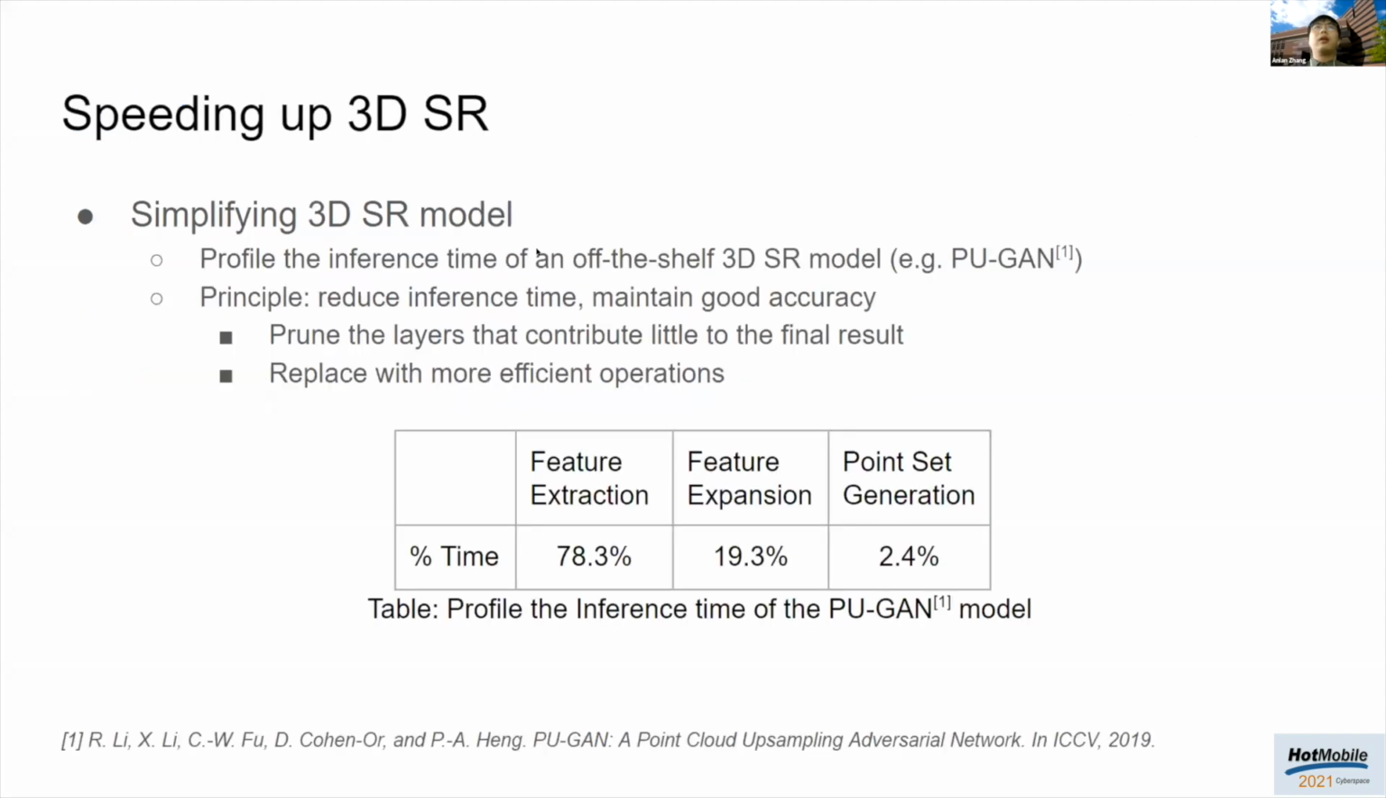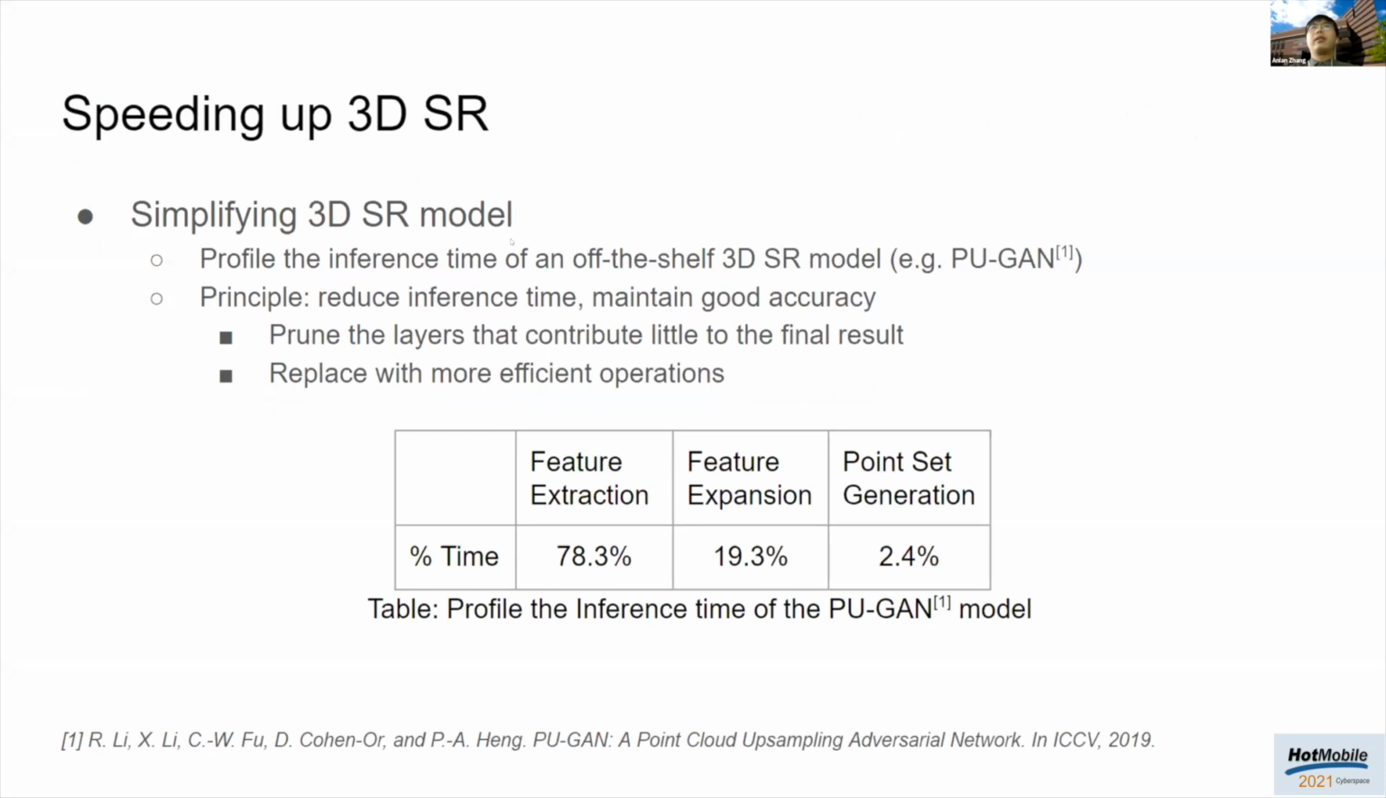The first one, speeding up 3D SR. In order to meet the real-time requirement for video streaming, which is at least 30 frames per second, we need to speed up the entire 3D SR process. A straightforward way we can easily come up with is to simplify the 3D SR model.